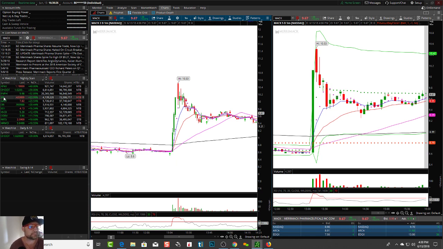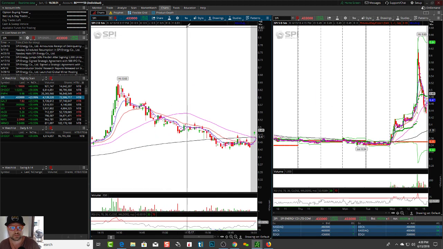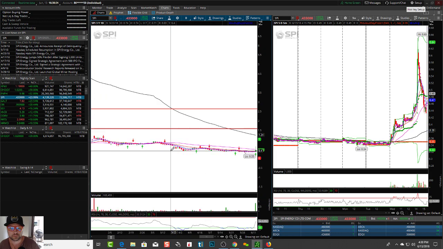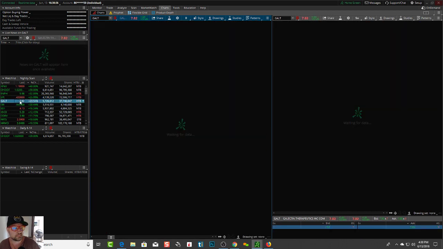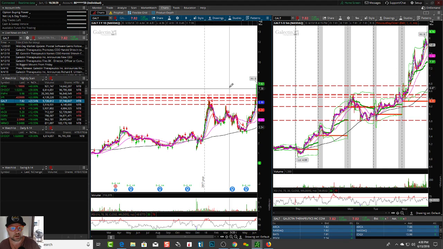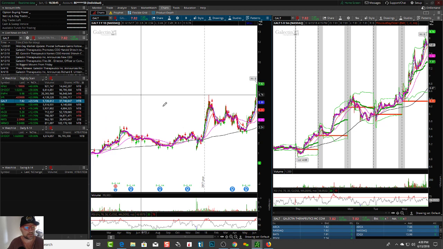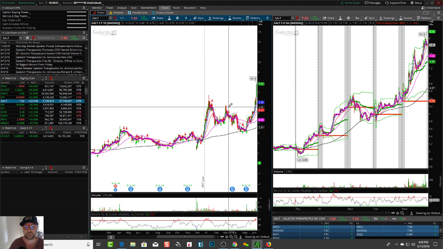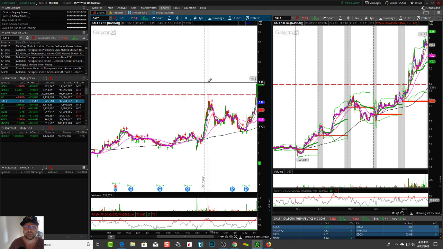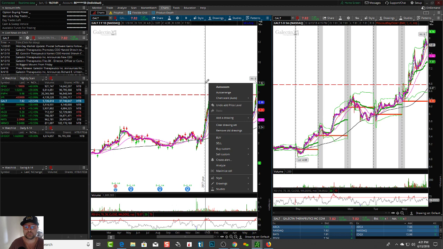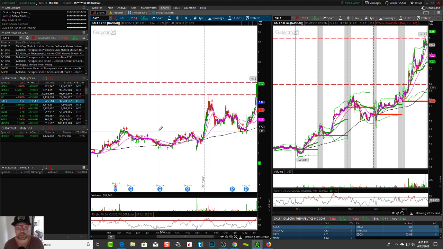Let's see what else we got here. So that was Choof. Let's take a look at SPI. Yeah, nope, don't like it. So Galt, this is one where I would say, okay, overextended, broke out of a kind of an inverse head and shoulder pattern, left shoulder, head, kind of a right shoulder, broke out, overextended on the daily, right near $8, possibly a bearish day coming up tomorrow.